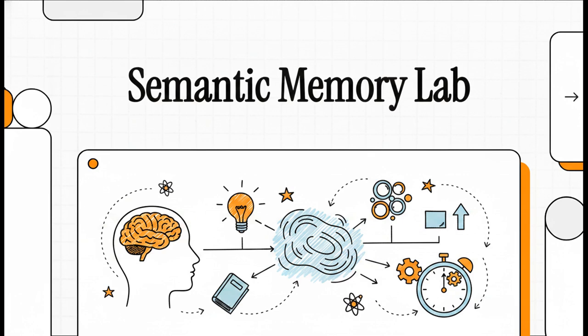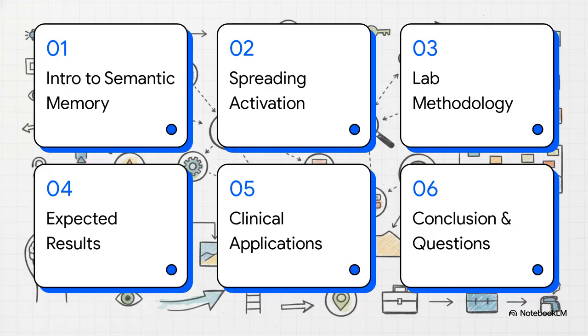We are literally looking at the architecture of the human mind here, the underlying structural frameworks that allow us to process reality, communicate through language, and engage in some really complex reasoning. So let's dive right into the cognitive architecture of human memory. Just to keep us perfectly on track, here's our roadmap for today. We'll start with an introduction to semantic memory, move into spreading activation, outline our lab methodology, look at expected results, explore some clinical applications, and then finally wrap up with your viva voce questions.